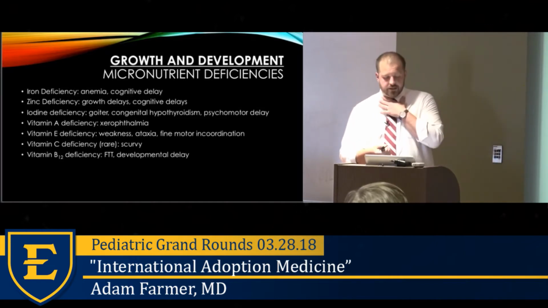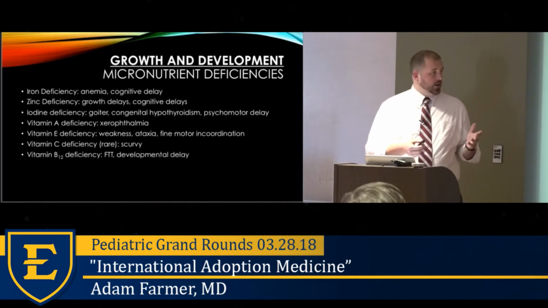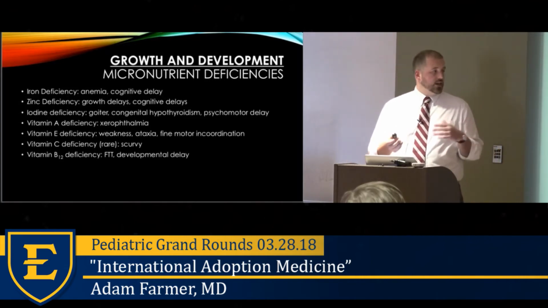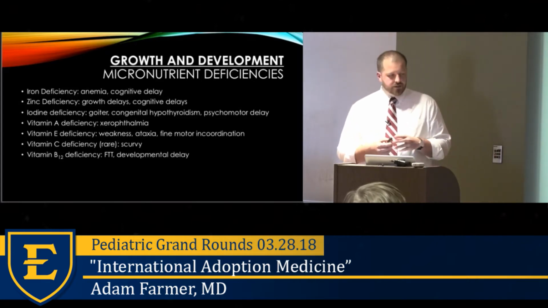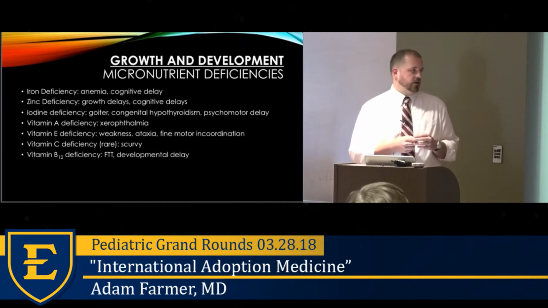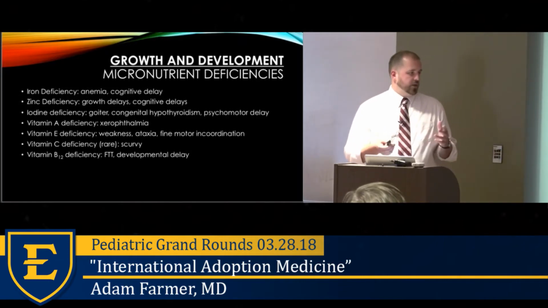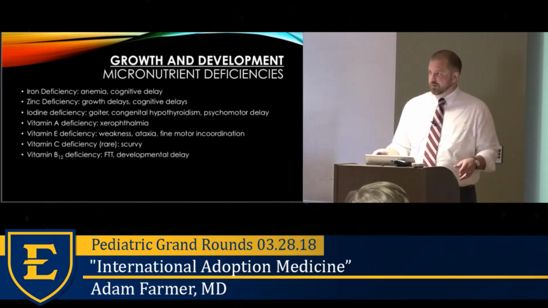It's important to do the neck exam on the physical exam, looking for things like goiters. Vitamin A deficiency can cause xerophthalmia. Vitamin E can cause weakness, ataxia, poor fine motor coordination. Vitamin C deficiency is fairly rare, but if you were to see a hemorrhagic rash on the extremities, nausea, malaise, things like that, you could start to think maybe scurvy might be occurring. And then vitamin B12 deficiencies can cause a failure to thrive as well as developmental delays.